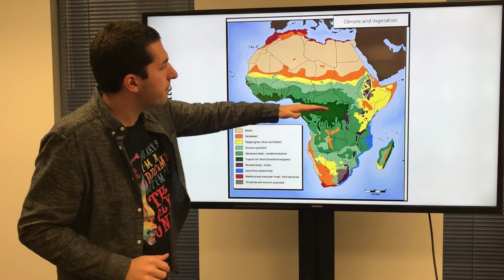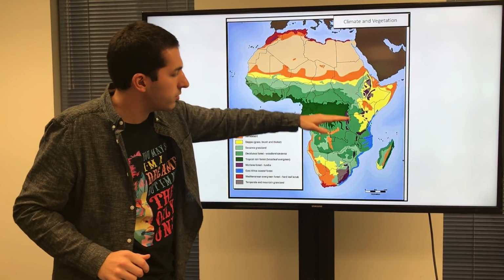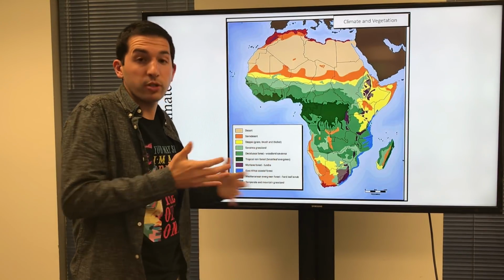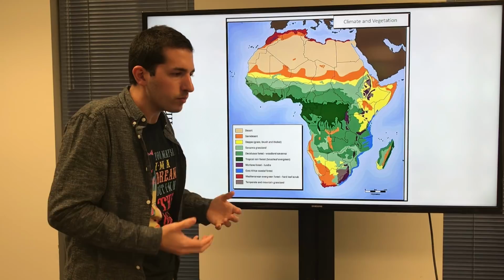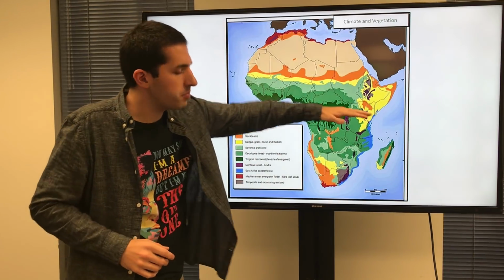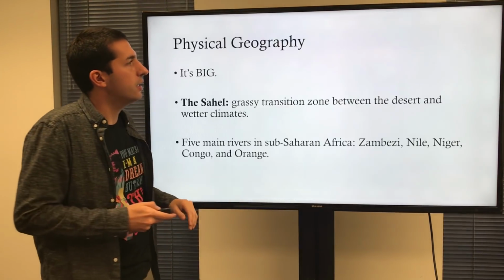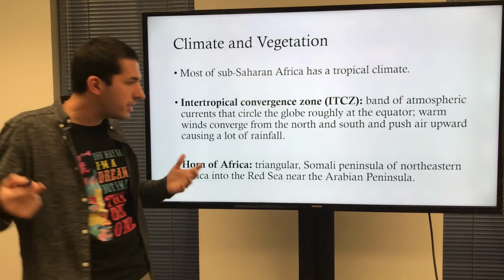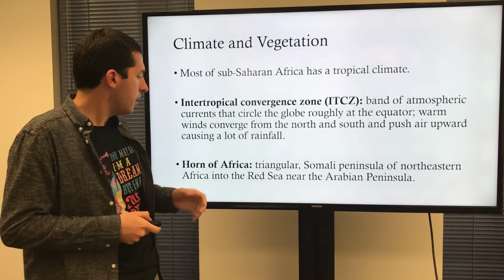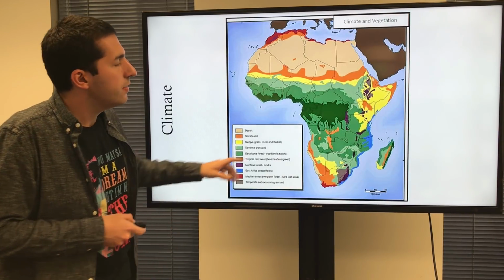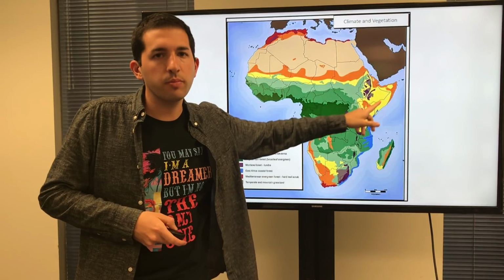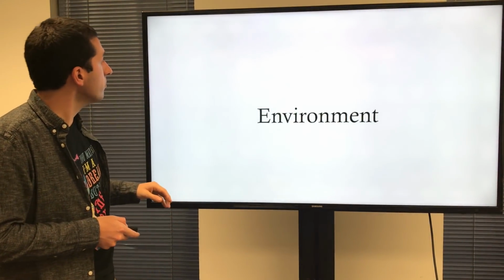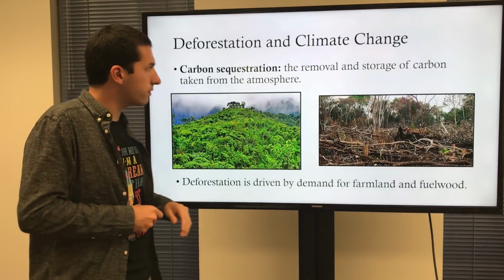And in different periods of time, some rainfall will get up into here, some rainfall will get down into there. And that's why you see these areas to be somewhat tropical, but not as wet and tropical as this band that runs through there. Now that was a demonstration. Horn of Africa, the triangular Somali peninsula of northeastern Africa, into the Red Sea near the Arabian Peninsula. This area remains quite dry because of wind patterns, the Horn of Africa.